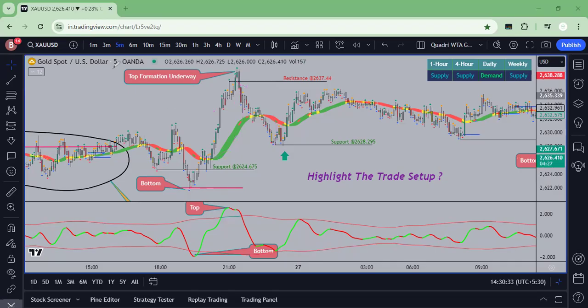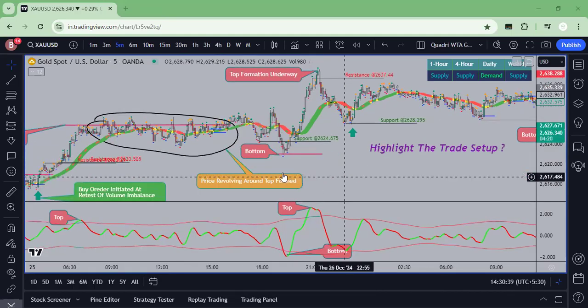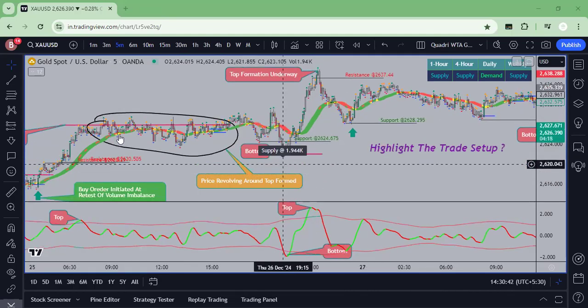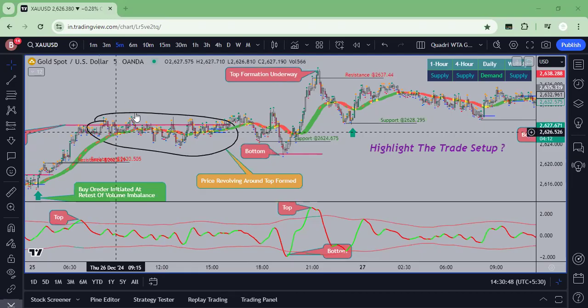So these were the trade setups which I normally highlight, and I'll once again check if I missed something. We got multiple trade setups over here. For example, if you look into this one, we have price going sideways, then a pullback, then we are going downward, then a pullback.